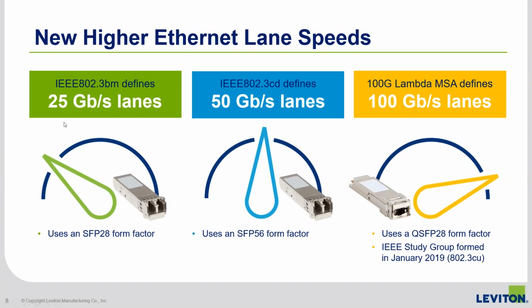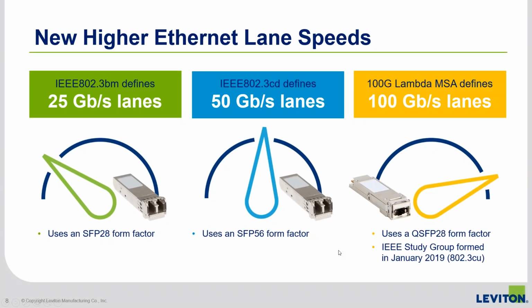First off is the 25 gig lanes. Back in 2015, the IEEE standard defined that 25 gig per lane, and that's in an SFP28 form factor. Then just earlier this year, last month actually, the 802.3cd defined the 50 gig per lane protocol and standard. That still has an SFP, but it's SFP56.